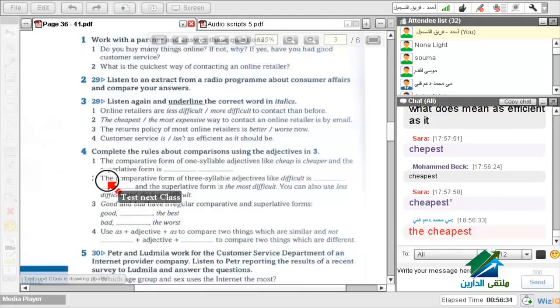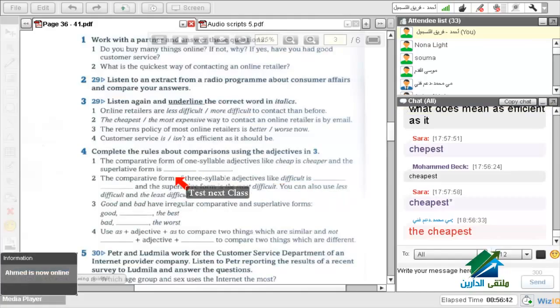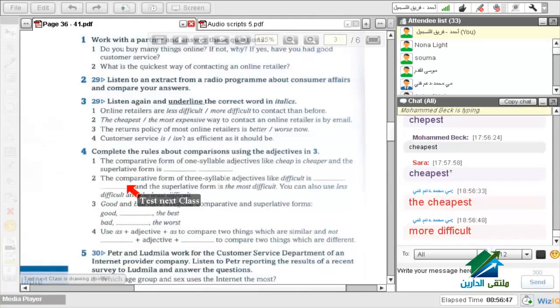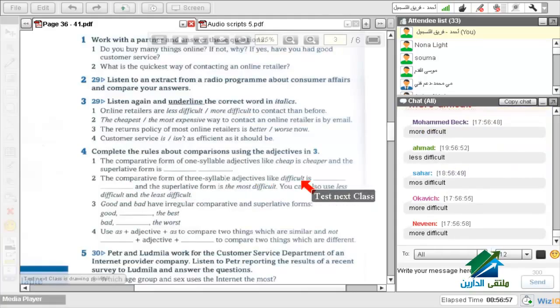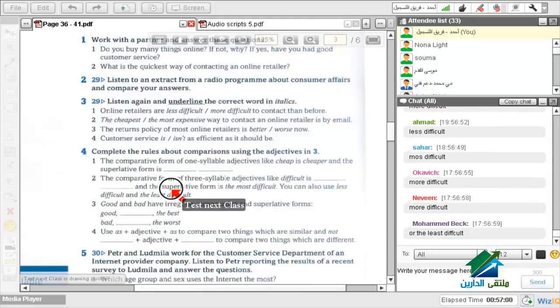Here, number 2. The comparative form of 3-syllable adjectives like difficult is more difficult. The comparative form of 3-syllable adjectives like difficult is more or less. And the superlative, the most difficult. Good job. Naveen, more difficult.